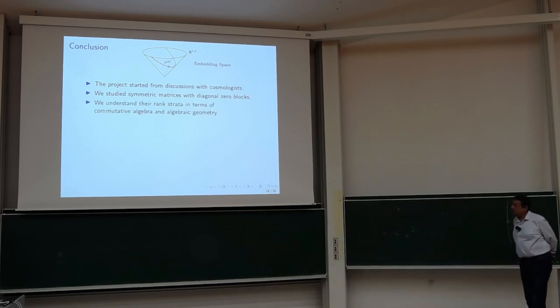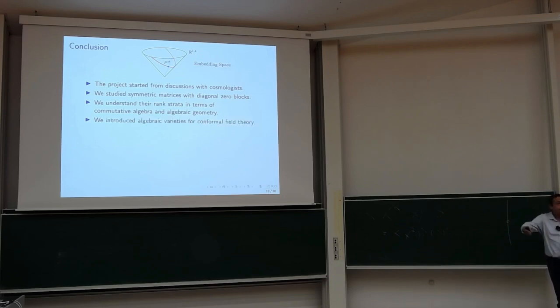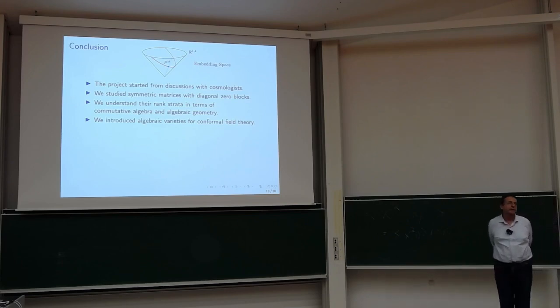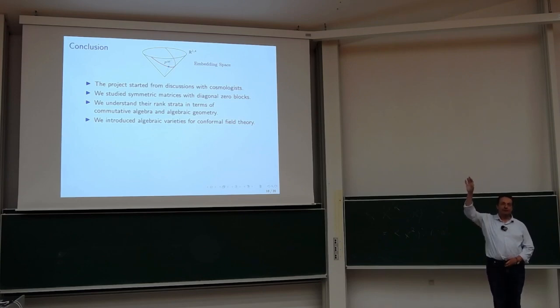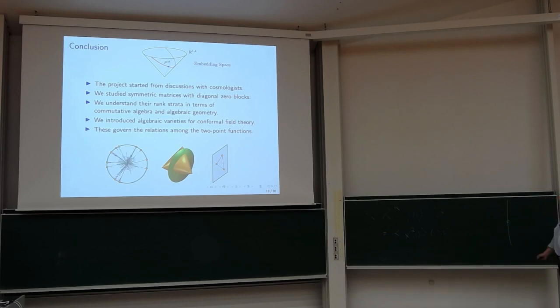We do understand now these rank strata in terms of commutative algebra and algebraic geometry. We then went back to the original cosmology motivation, and we introduced a new class of algebraic varieties called the conformal two-point varieties. Now, they are really more interested in 3-point functions and 4-point functions. The same concept makes sense, but then it gets even harder to compute. This was just laying the foundations. So we stuck to 2-point functions, but in our mind, they govern the relations. And again, the context here is positive geometry in particle physics and cosmology.